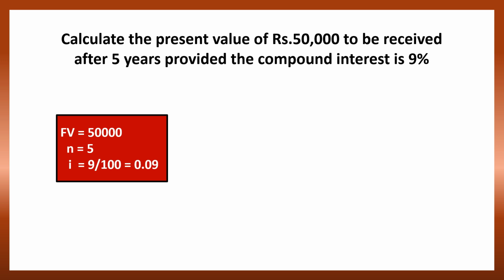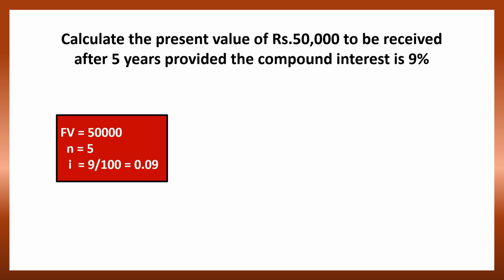Let us read the question once again. Calculate the present value of what? Of rupees 50,000 to be received after 5 years. So we are going to receive 50,000 rupees after 5 years. That is a future period. That is why 50,000 rupees is the future value. And we are asked to calculate the present value.